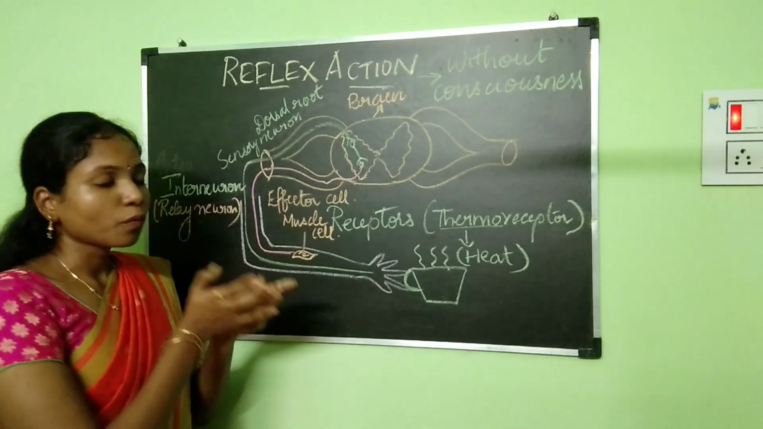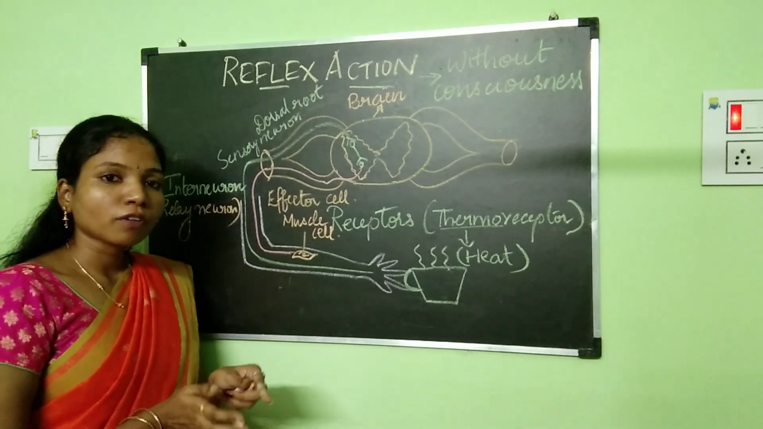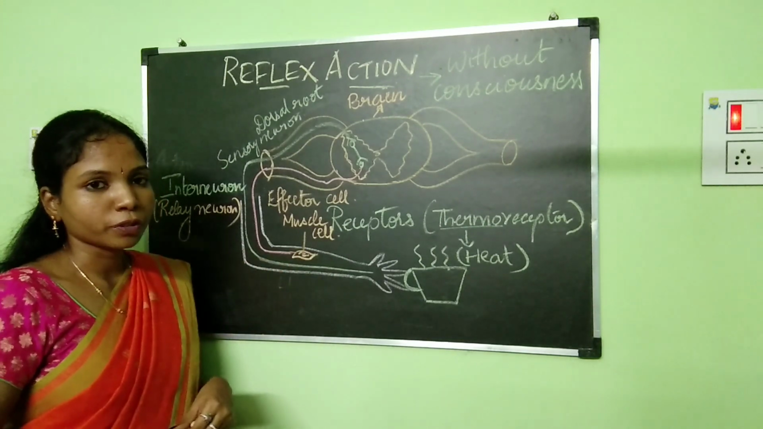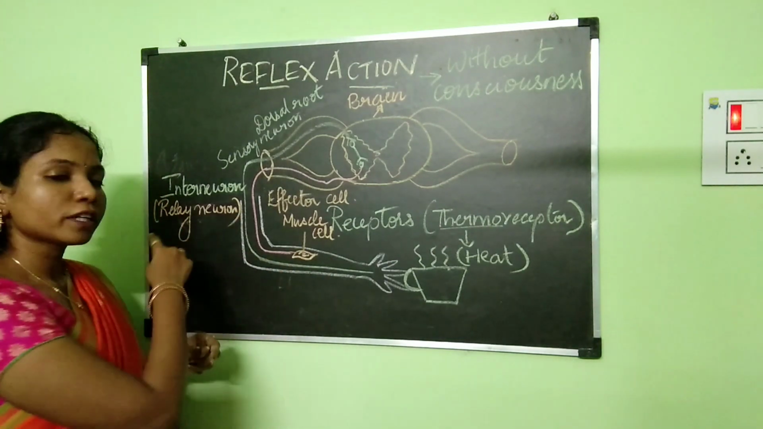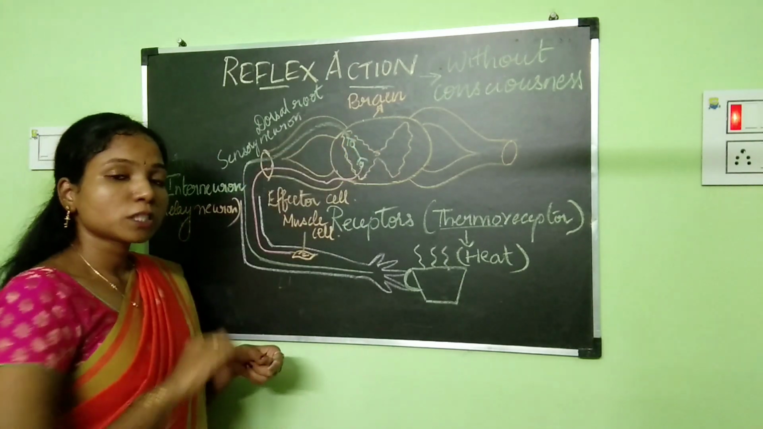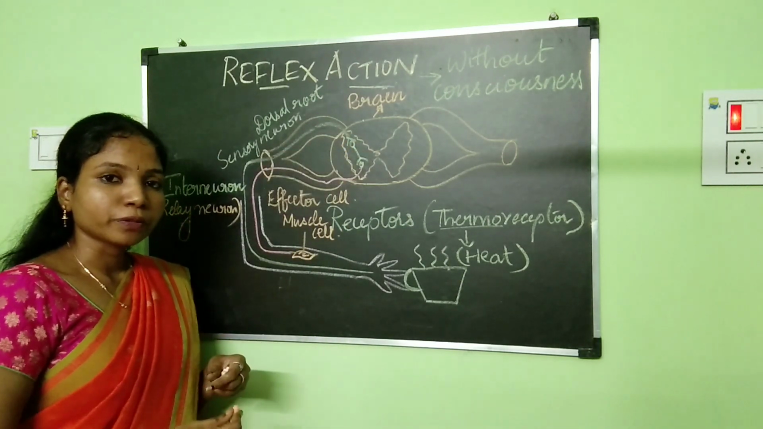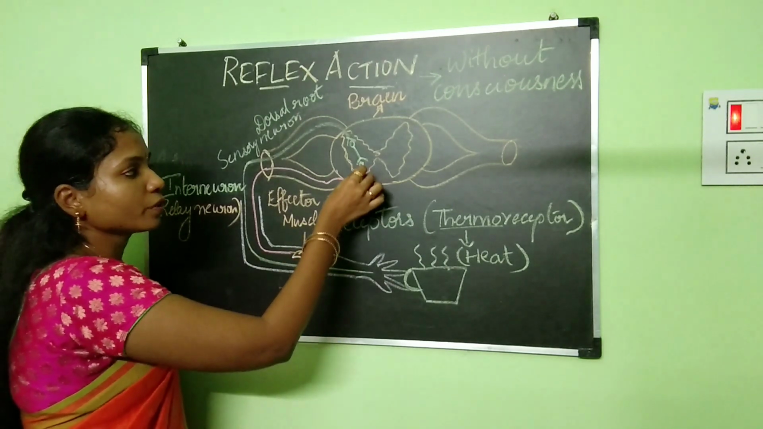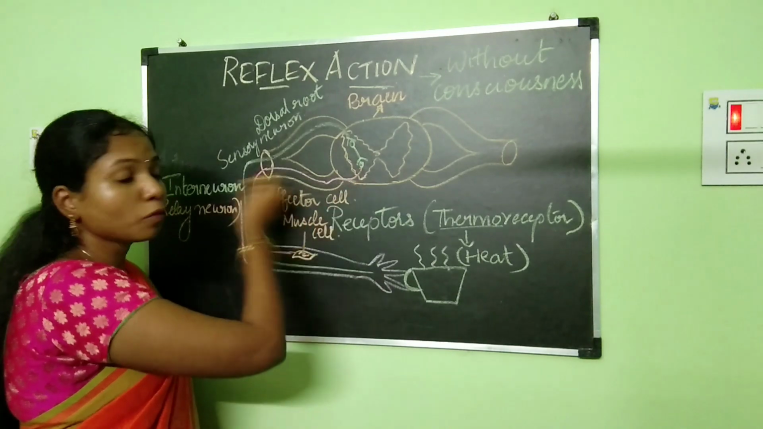So what is this interneuron? The interneuron is going to pass the message from the sensory neuron to the motor neuron. It is also known as the relay neuron. Then once the message is passed into the relay neuron, the command will be sent into the motor neuron. So I have drawn it here, right? This is the motor neuron.